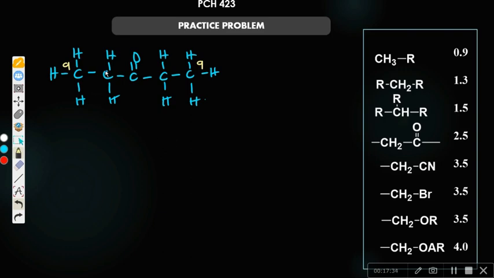Are you getting it? Now, if you also look at these two things, to the right of this one, you have CH3. To the left, you have CH3. To the right, you have CO. The same thing is applicable here.